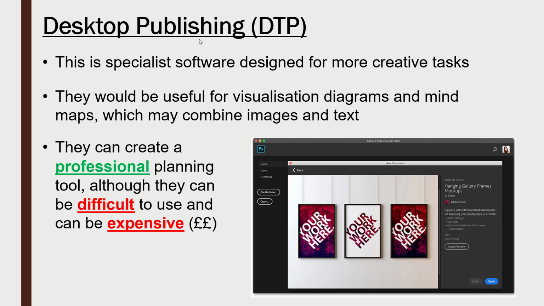I will say that DTP is not really designed for things like Gantt charts and PERT charts, because you can use them to create those tools, but it's not really designed for it, and so that difficulty to use will come in because it can be quite tricky. Using a simpler software like a spreadsheet might be preferable, especially if you can't afford the expensive project management software.